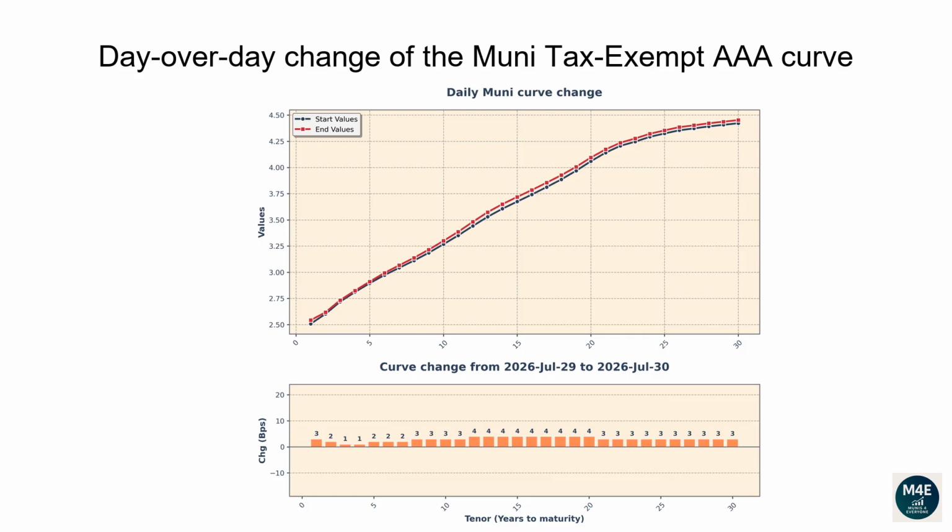The one-year tenor changed 3 basis points. The 2-year tenor changed 2 basis points. The 5-year tenor changed 2 basis points. The 10-year tenor changed 3 basis points. The 20-year tenor changed 4 basis points. The 30-year tenor changed 3 basis points.